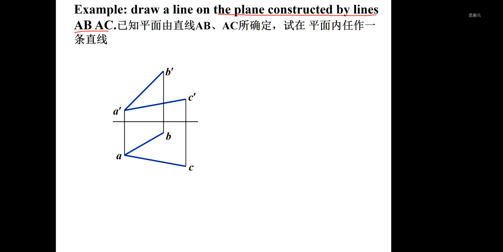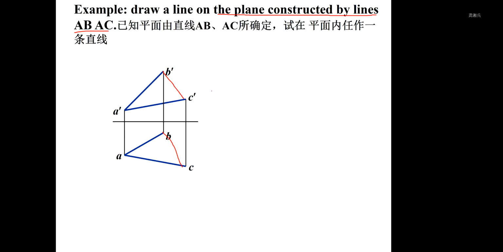So this means what? It means A, B, C. You can line them together. So this plane represents the plane ABC. The question is to draw a line on the plane ABC, yeah? So you can tell me the answer.